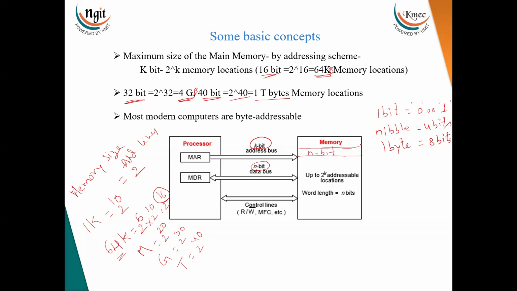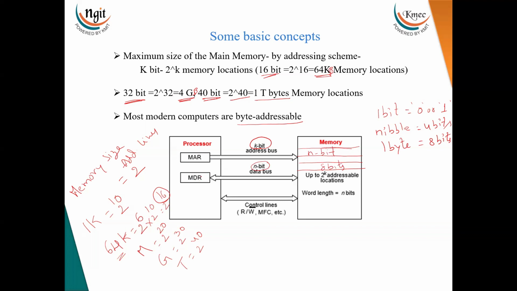n bits are stored. Now in modern computers, byte addressable. Modern computers are byte addressable means what? In each location, 8 bits can be stored. Now how the processor is reading the data and writing the data, we will see. Now this is MAR. The processor has two registers: MAR, the memory address register, and MDR, the memory data register.